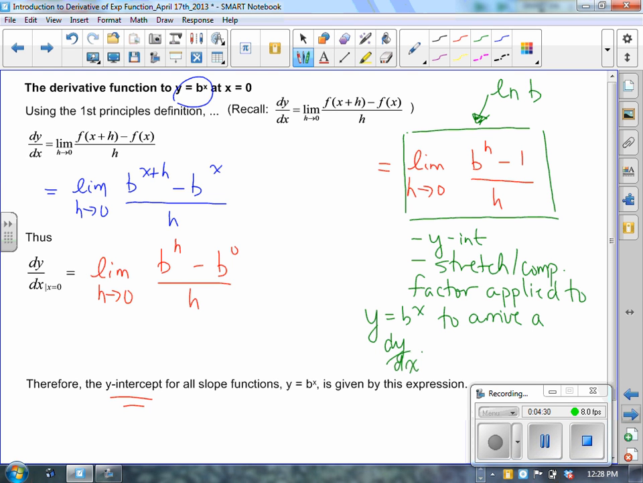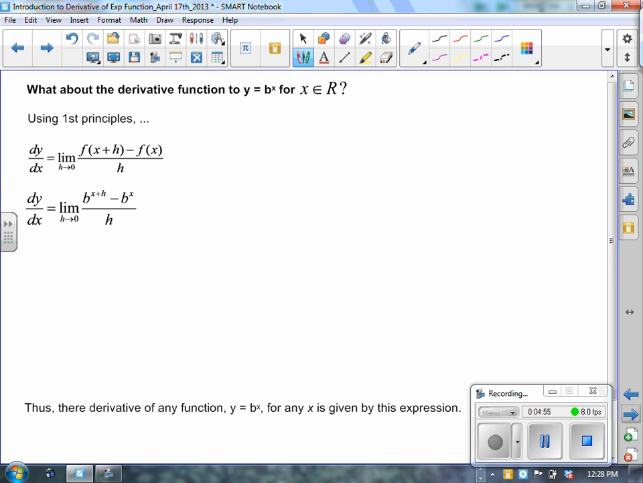So far, we have a definition, a rule that is going to work for finding the derivative of that function specifically at x equals 0. And that's what that does. Well, it's all fine and good, but still not that user-friendly. It would be better for us to have a derivative for the function y equals b to the x for all x.